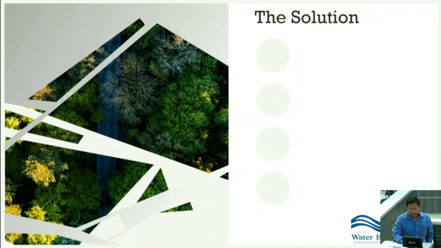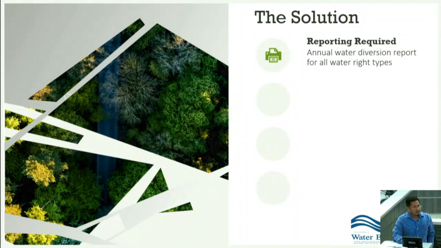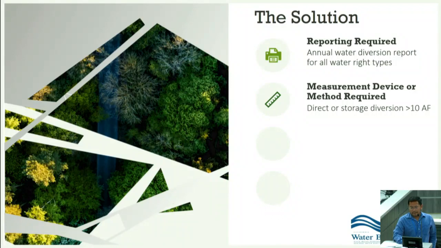So the solution that the state implemented has 4 components. First, all water right types were required to now report annually. Again, before there were triennial and every 5-year reporting for some water rights. Now everyone's required to report every year. Many water diverters are now required to actually measure their diversions, which was not required before for permits and licenses.